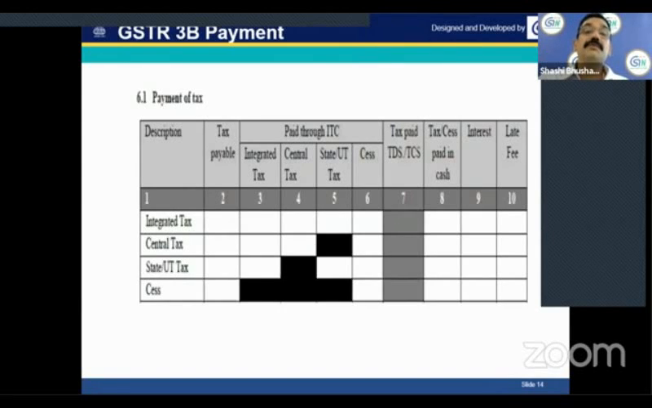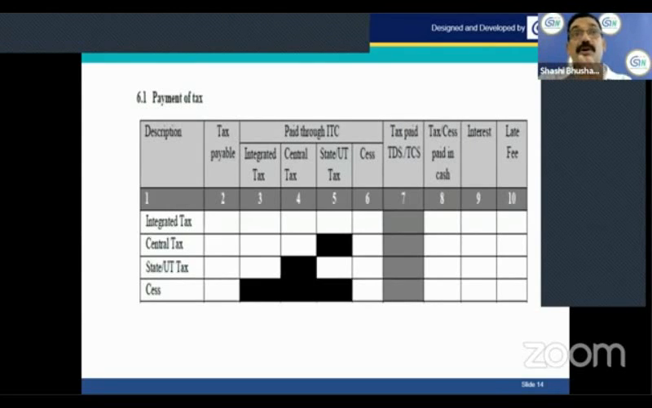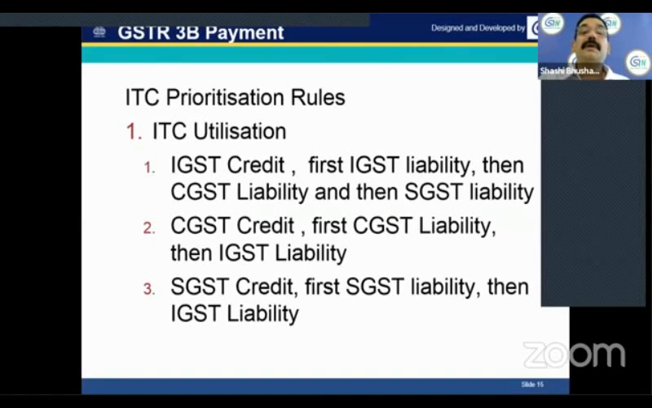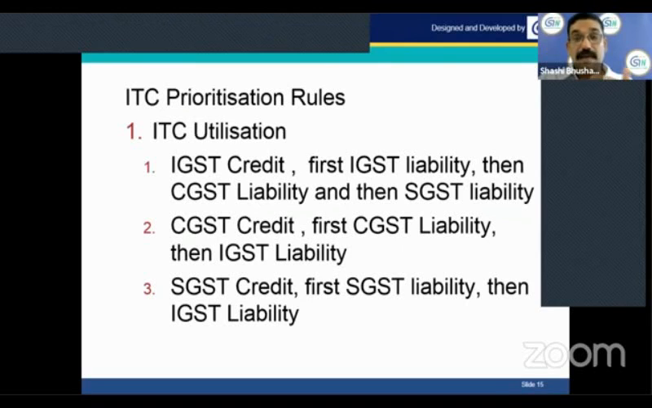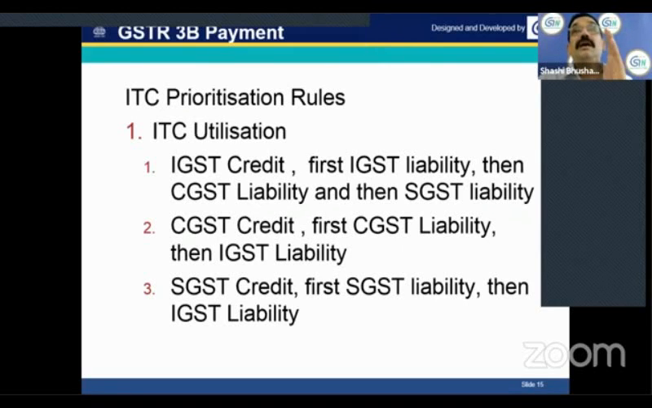Once you have furnished all this information, the tax computed on the basis of these declarations has to be paid either through ITC or cash payment, which will be available in your cash ledger. The ITC which you declare will go to your ITC ledger, and then you can make the payment accordingly. One thing which I think all taxpayers will have to get familiarized with, and it is new, is that there is a prioritization rule for utilization of ITC: IGST credit can be first utilized only for IGST liability, and then CGST liability, and then SGST liability.